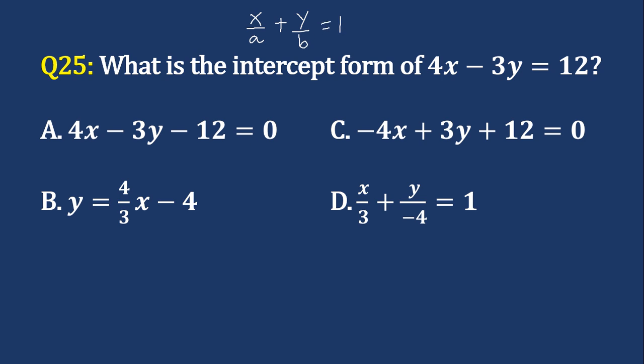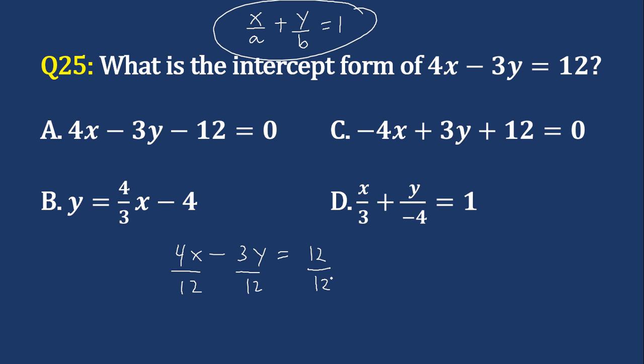So what are a and b? A is the x-intercept and b is the y-intercept. So obviously we can easily express the given 4x minus 3y equals 12 in this form by dividing both sides by 12. Why 12? Because the right hand side should be 1, so we have to divide both sides by 12. So the right hand side is going to be 1.